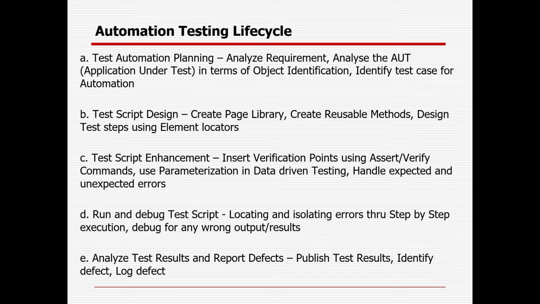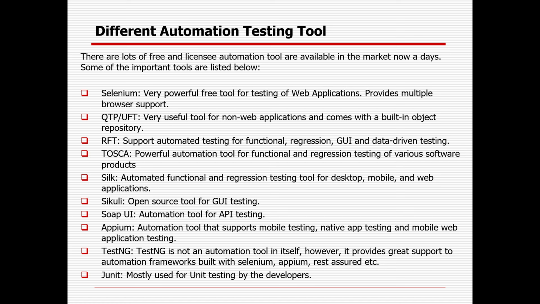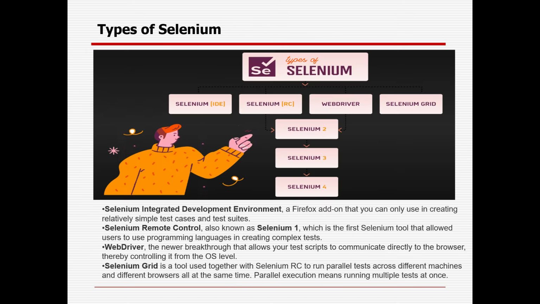You can automate wherever there is more and more repetition, like sanity, then regression, then the build validation suite. You can automate the regression part, but your requirement and your application should be stable enough. Then you can find the areas where you require more and more testing, and focus on those down the line. The steps are: first planning, then design, then adding insertion points, verification points, parameterization, then the mock run or dry run, debugging the code, the final run, and generating the report and logging defects.